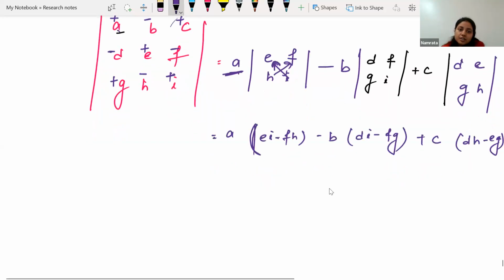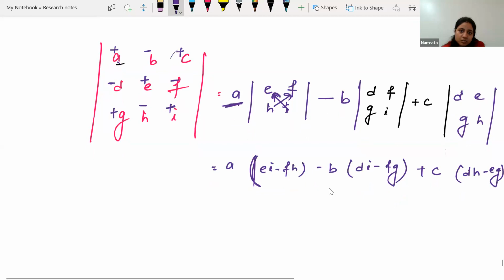This is how we do the expansion. Okay. This must be clear to you, and if it is not clear, this is how we do the expansion. We will be doing the expansion in the question also. So this is the process of expanding it.